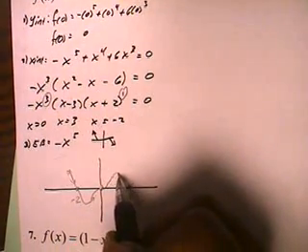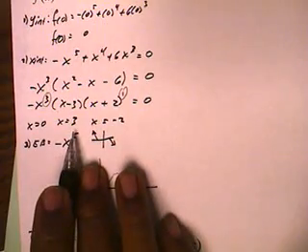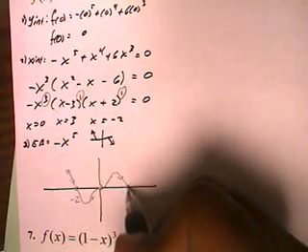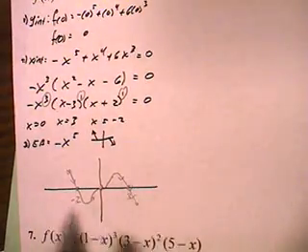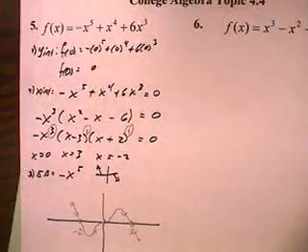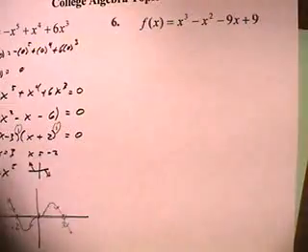And then lastly, we're going to go toward the 3. The multiplicity on that one is a 1, understood 1, so it's going to go straight through. And this is a sketch of the polynomial f of x. Okay, let's do that again here.